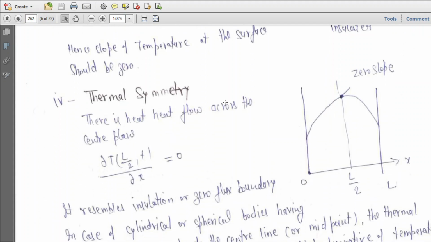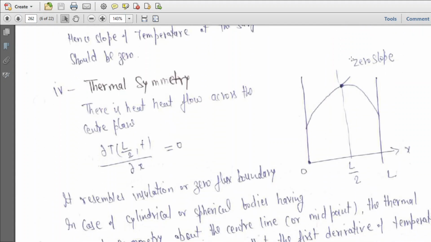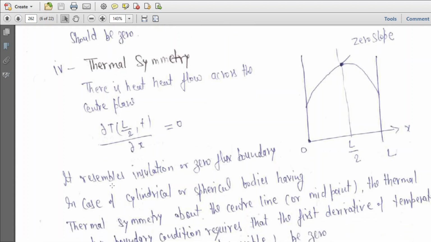Then we have thermal symmetry boundary conditions. So in this particular case, this is in case of cooling. Here you have the highest temperature, and this side is low temperature, this side is low temperature. So there is no heat flow across the center plane. At this particular point, ∂T/∂x at L/2 equals 0. It resembles insulation or a zero flux boundary.